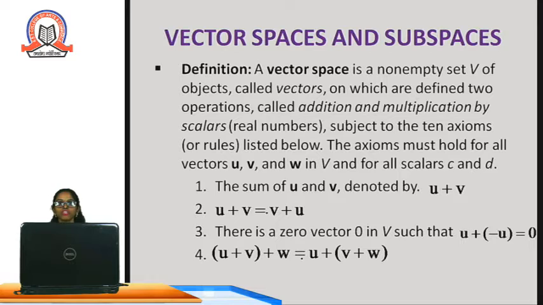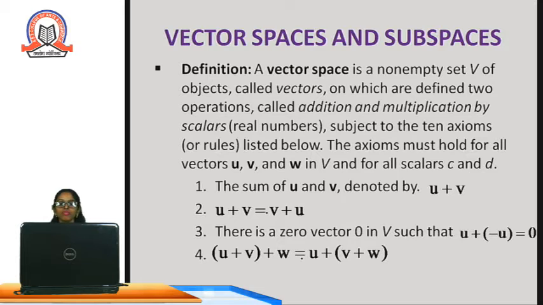Now the definition of a vector space is a non-empty set V of objects called vectors on which are defined two operations. The two operations are addition and multiplication by scalars, that is, real numbers. Scalars are also called real number values. Subject to the 10 axioms listed below, means if we use these 10 rules, then we say that the set is called a vector space.